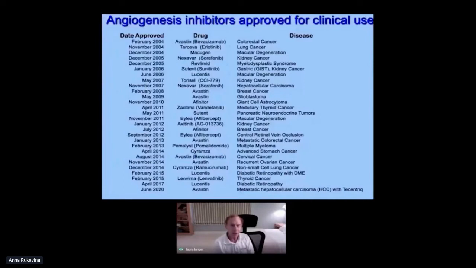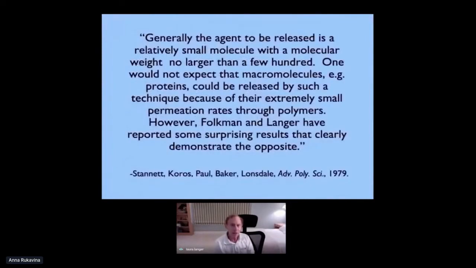And this was from 5 of the top chemists in the world. And what they had said, they were reviewing this field in 1979. I had no idea this had been written until I did the search. But they're reviewing this, and they said, well, generally the agent to be released is a relatively small molecule with a molecular weight no larger than a few hundred. One would not expect that macromolecules, for example, proteins, could be released by such a technique because of their extremely small permeation rates through polymers. However, Folkman and myself have reported some surprising results that clearly demonstrate the opposite.